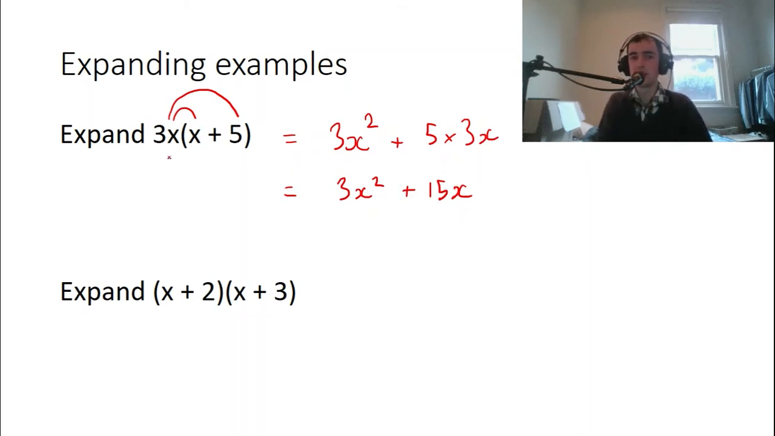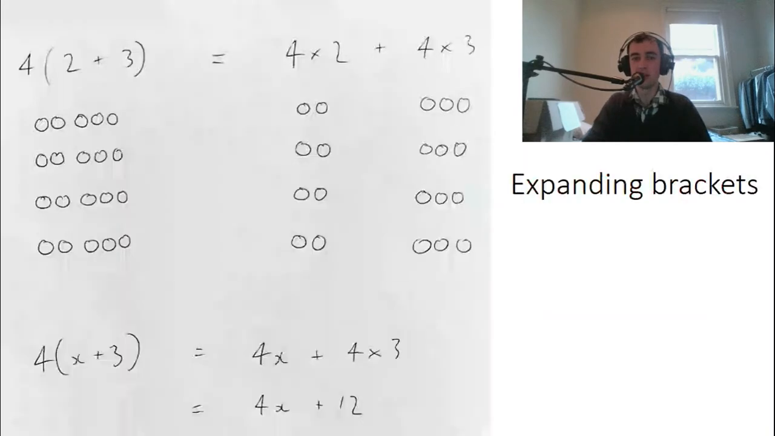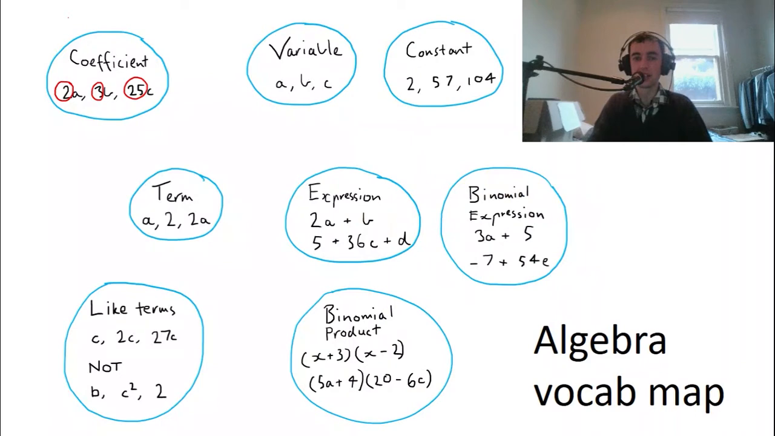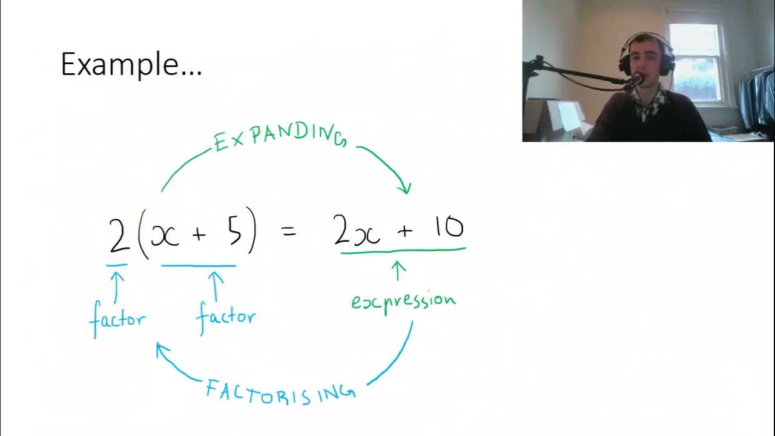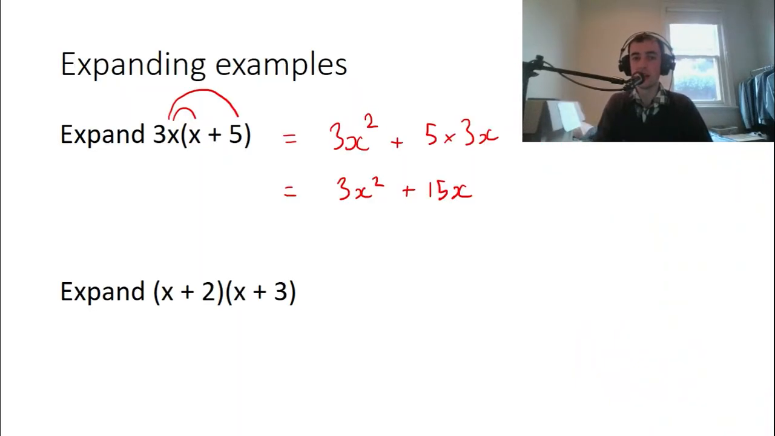Now, this is when I've got a term times a binomial. But eventually you're going to have a binomial product, which is, this is a binomial, and that's a binomial. Remember, a binomial from our vocab section, binomial expression is just something with 2 terms. And a binomial product is 2 binomials multiplied together. So sometimes you'll be asked to expand 2 binomials. Now, for this one, you have to multiply everything in here by everything in here.